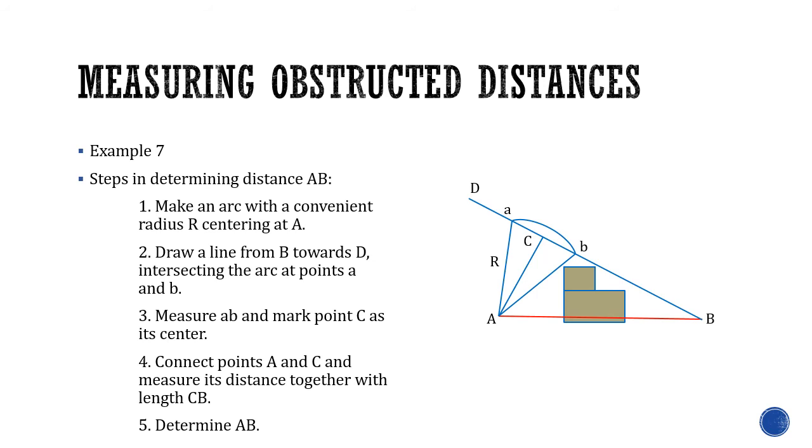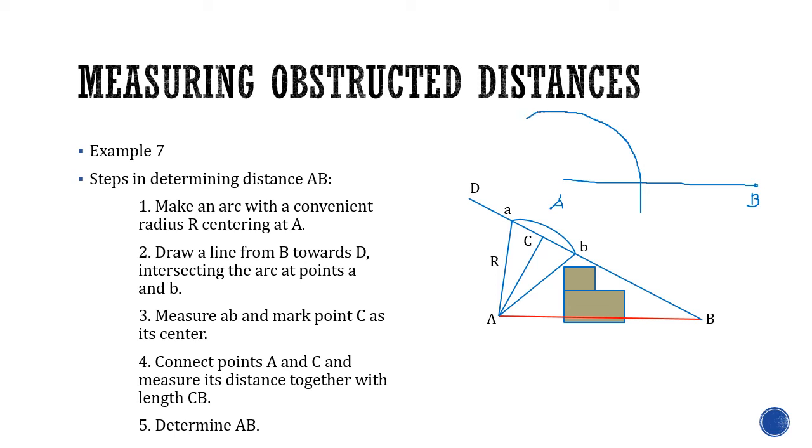For example 7, we still want to measure A to B, but again there is an obstruction, in this case a building. In this step, we draw AB. Then we will make an arc from A. An arc, if you're not familiar, is a part of a circle. This is the arc, this is A, and this is B. From B, you create a line from B to D.